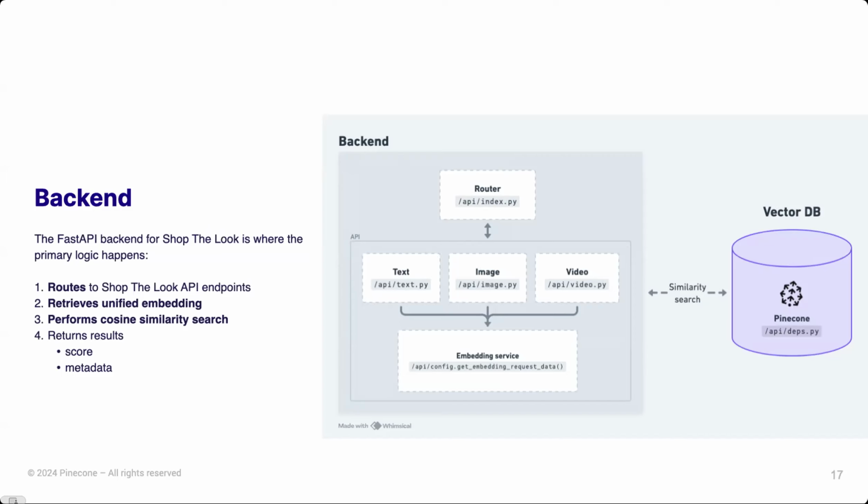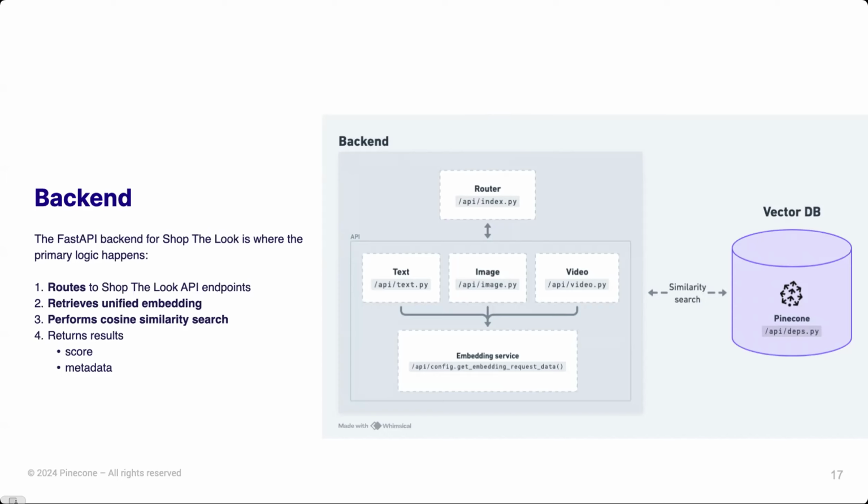Then it takes the data and sends it to our embedding service, which retrieves the unified embeddings from Google Vertex AI's multimodal embedding model. Then it performs a cosine similarity search against our Pinecone index and returns results. As I've said before, a similarity score with values from 0.0000 to 1.21 gets returned to the backend and then propagated up to the front end.